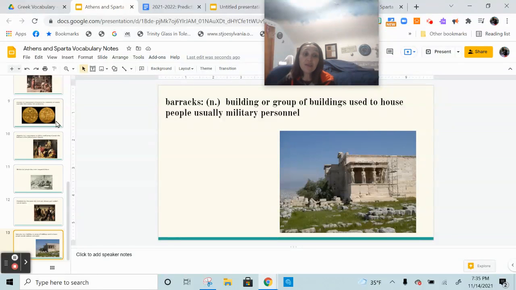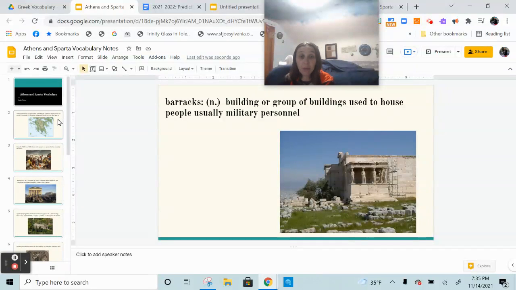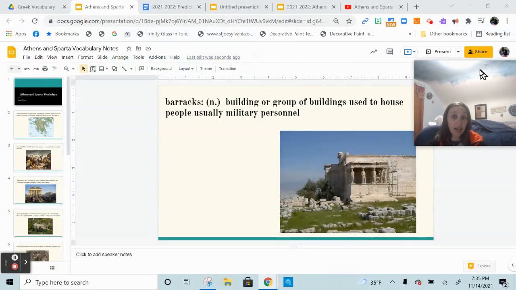So these are the vocab words that are going to help us to understand about Athens and Sparta.